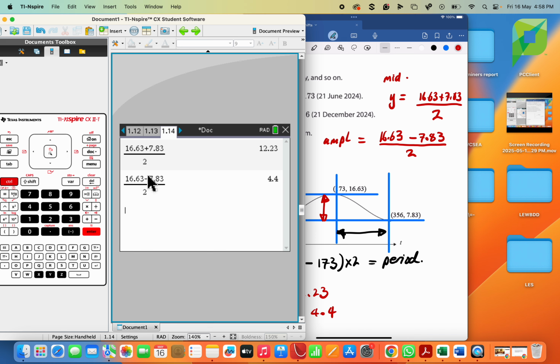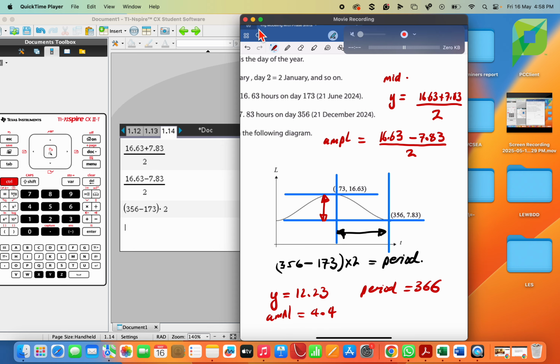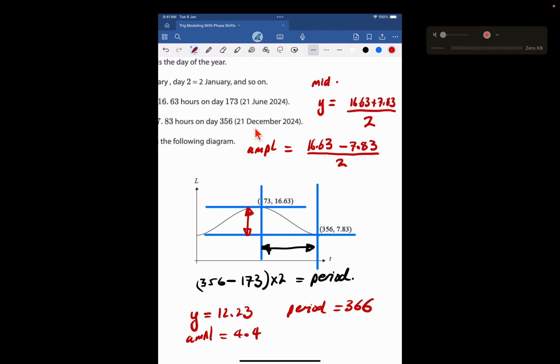And let's go and have a look at the period. The period is, in brackets, 356 subtract 173. And then that'll be just times 2. That's 366. The period is 366. Okay, now let's go ahead and think about what that means now for the model.